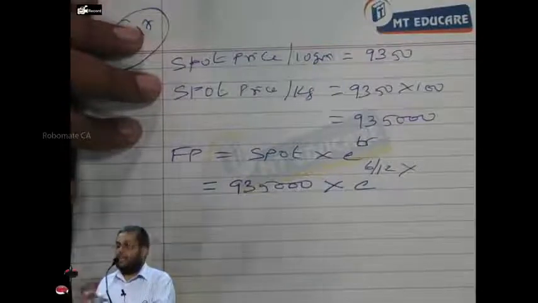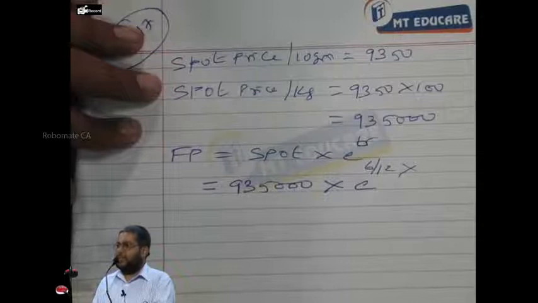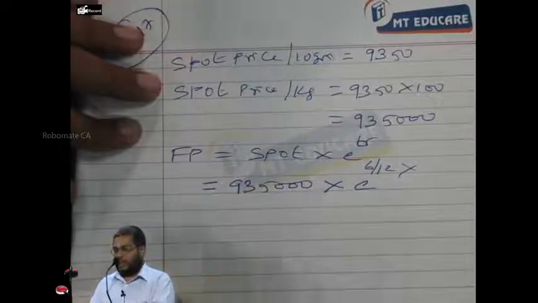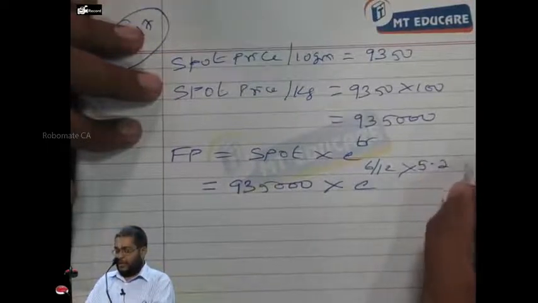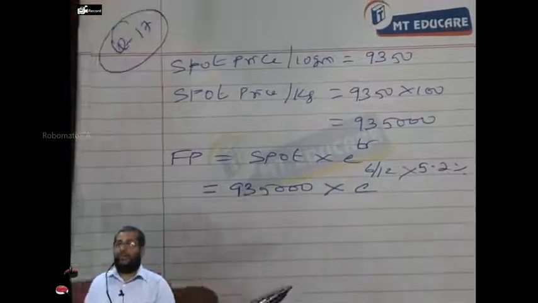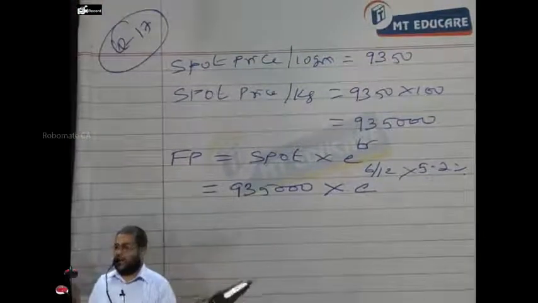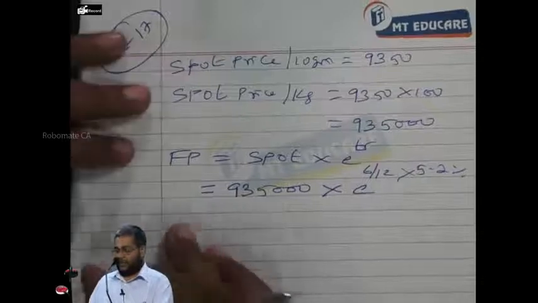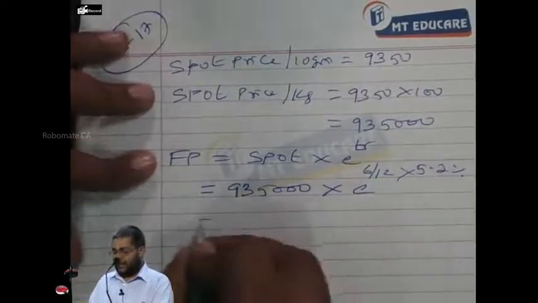What is the cost to carry? 5% is the financing cost and 0.2% is what? Storage cost. So the cost to carry is 5.2%. Cost to carry includes the storing cost as well as the financing cost, which gives 5.2%. Everybody understanding it or not?